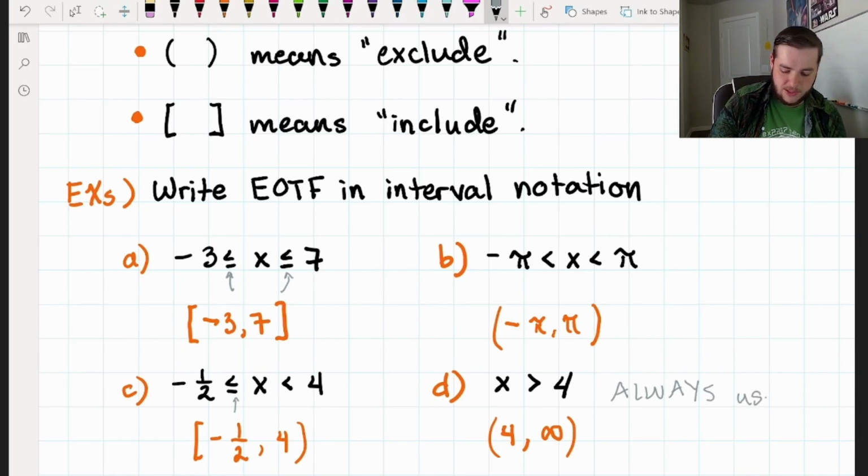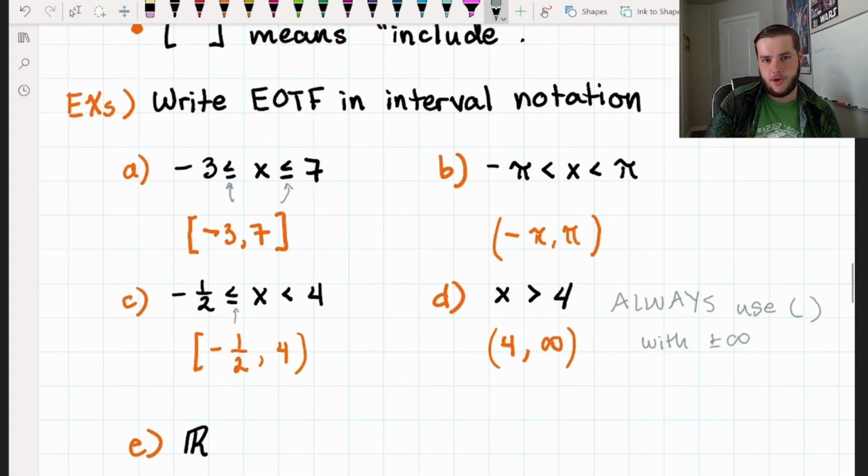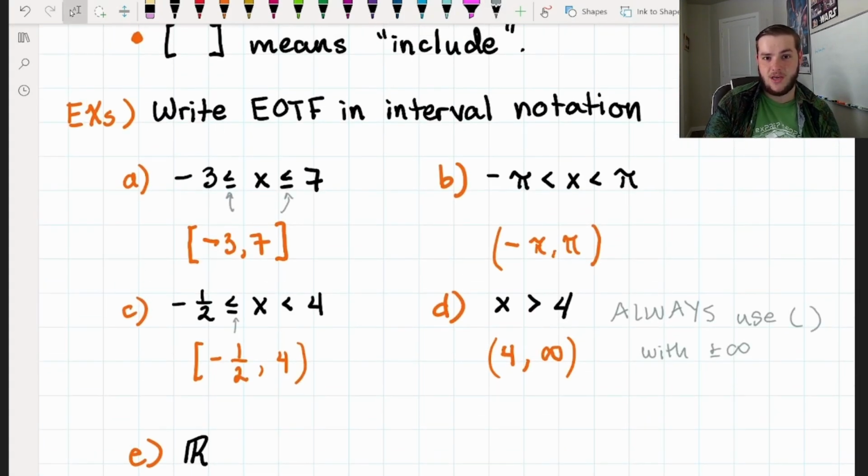use parentheses with infinity. I always want to use parentheses with plus or minus infinity. That said, I've got one last example for you. See if you can pause the video here and try it on your own.